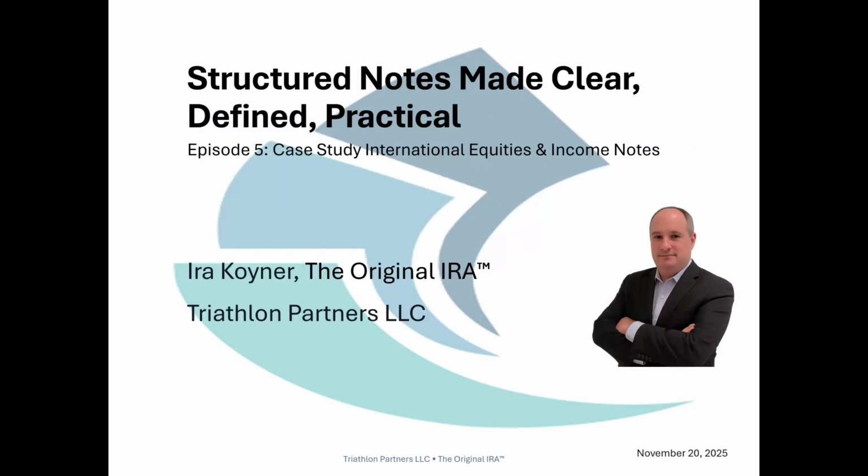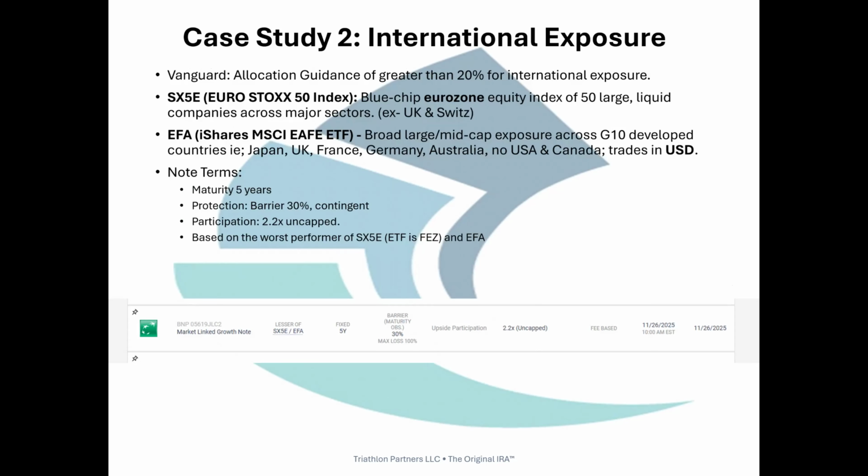I'd like to introduce you to some more case studies on international equities, and I want to introduce an income note. Case study on international exposure: Vanguard, very well known asset managers, has allocation guidance of greater than 20% to international exposure. So, okay, let's see if we can use a note to get better returns than just buying the ETFs or the indexes in our portfolio.